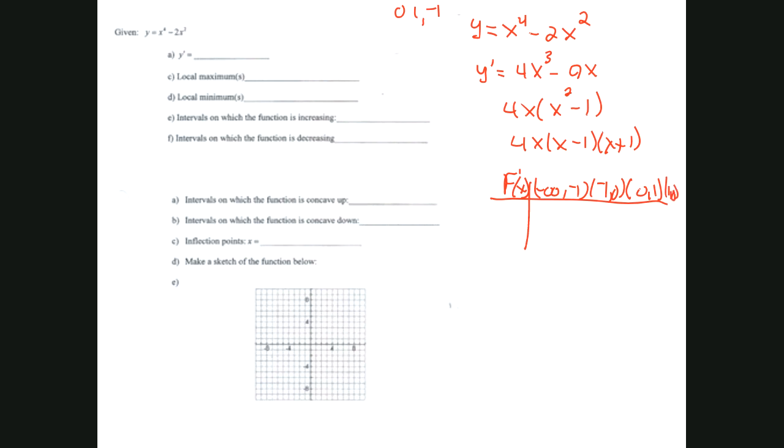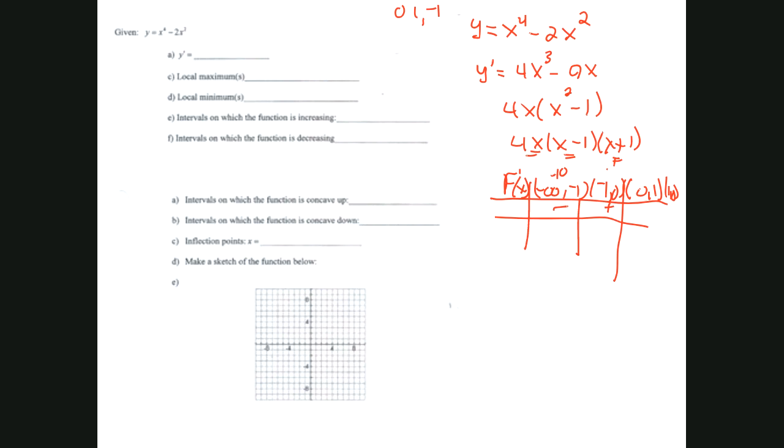Negative 1 to 0, 0 to 1, and 1 to infinity. Okay, and then I could just take my values. Let's go negative 10. So that would be negative, negative, negative, which is going to be negative. So I know it's decreasing. Negative 1/2. So that's going to be negative, negative, positive. So that's going to be positive.